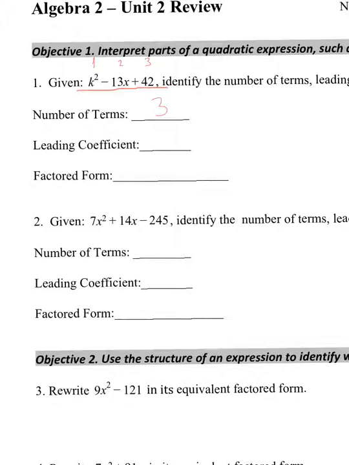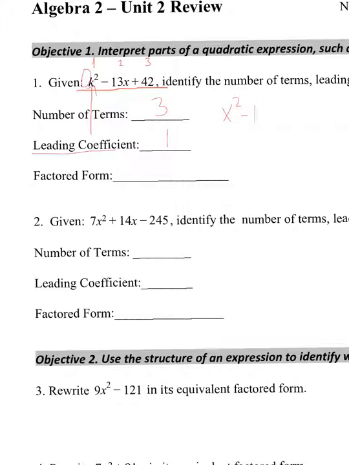Okay? The leading coefficient is where we go to the first term and we find its coefficient. Okay, the coefficient is the number in front of the variable. Like, for example, over here on the second term, it's negative 13. But the coefficient on the first one, since we don't see it, is a 1. Okay. Now we'll put this in factored form.